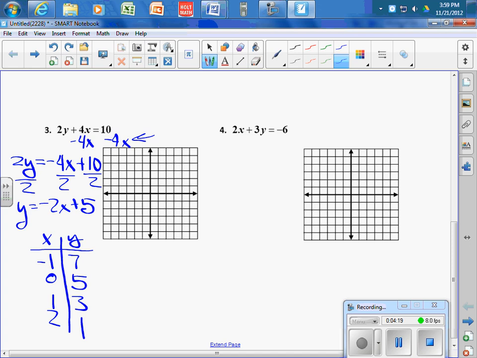Now, keep in mind, in this particular case, we get -1, +7. We're a little bit off the graph. That's not a problem. 0, 5 would be here. 1, 3 is here. 2, 1 is 2 to the right and 1 up. Draw your line.